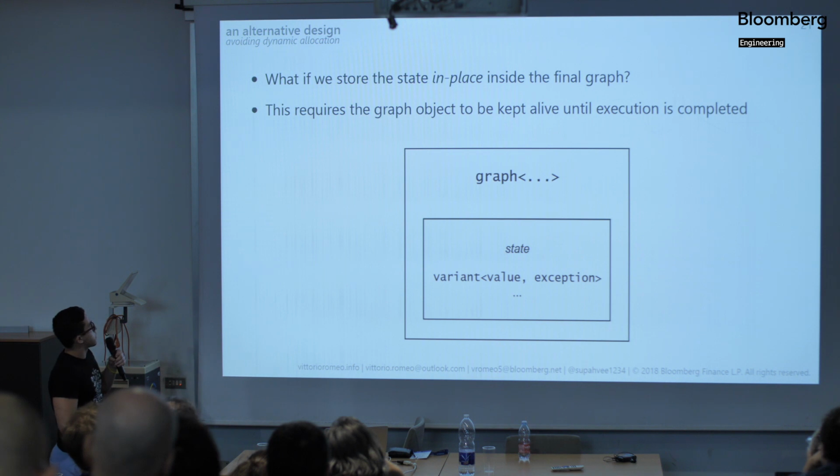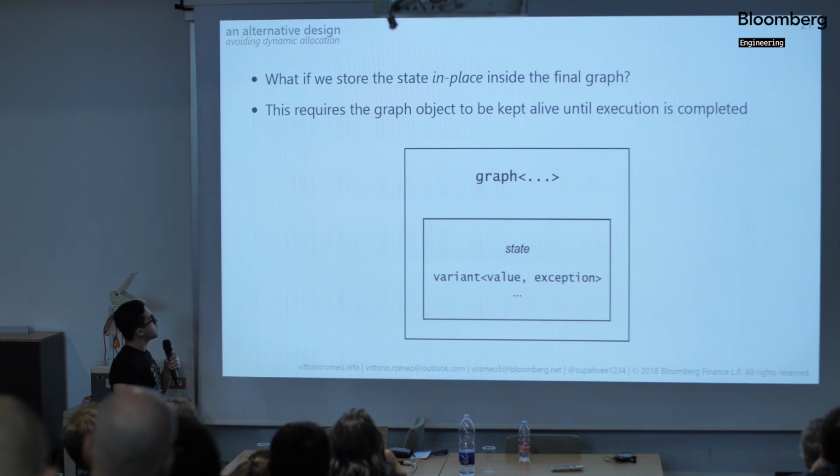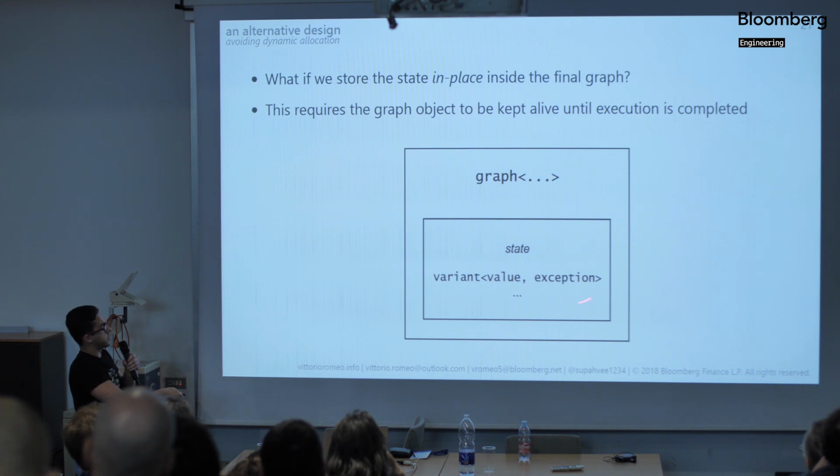So an alternative that I propose is, since we know the entire shape of the final graph and we have everything in the type system, why don't we just store the state in place inside the final graph object? And this adds another restriction to our user, which is the graph object must be kept alive until the execution is completed, because the execution depends on the state contained inside the graph object.